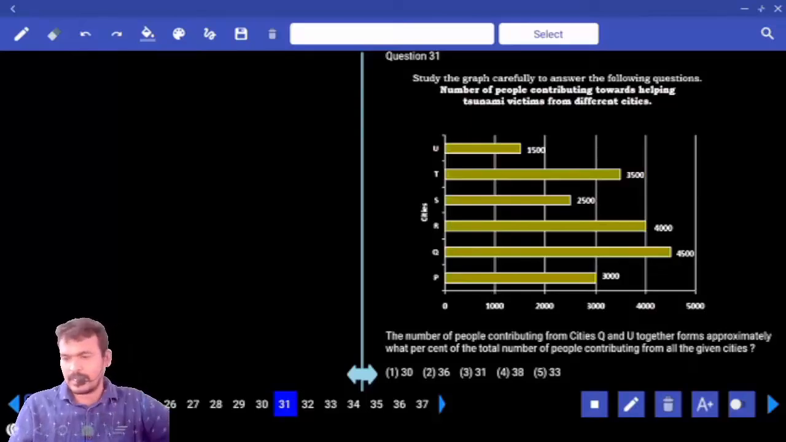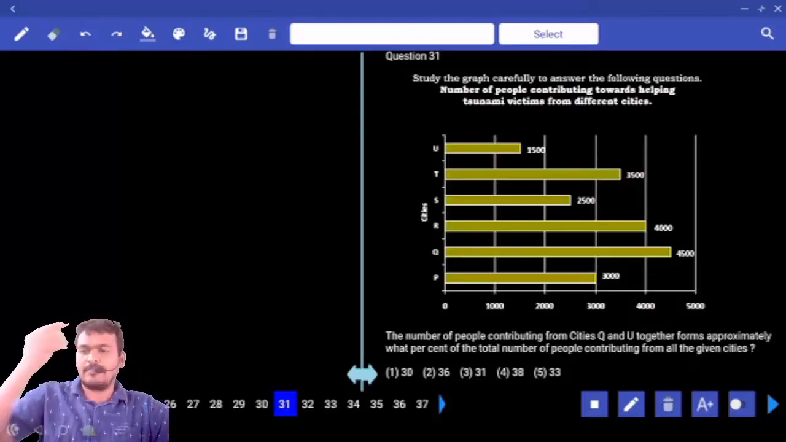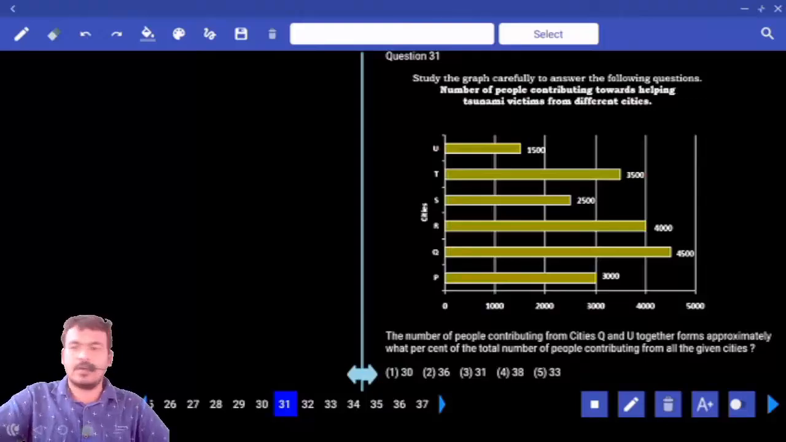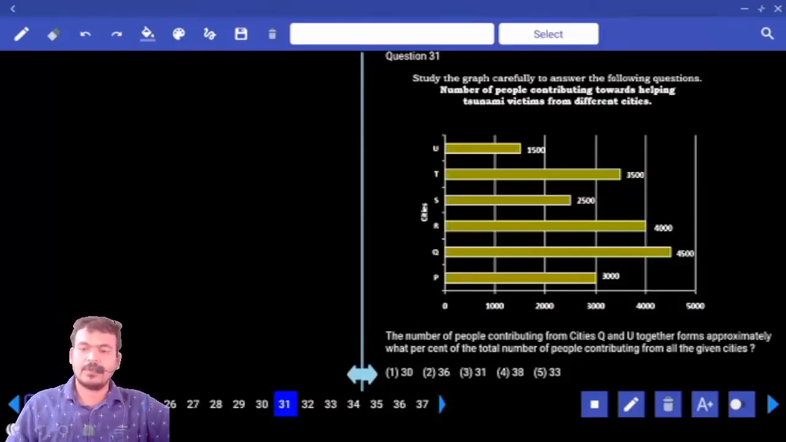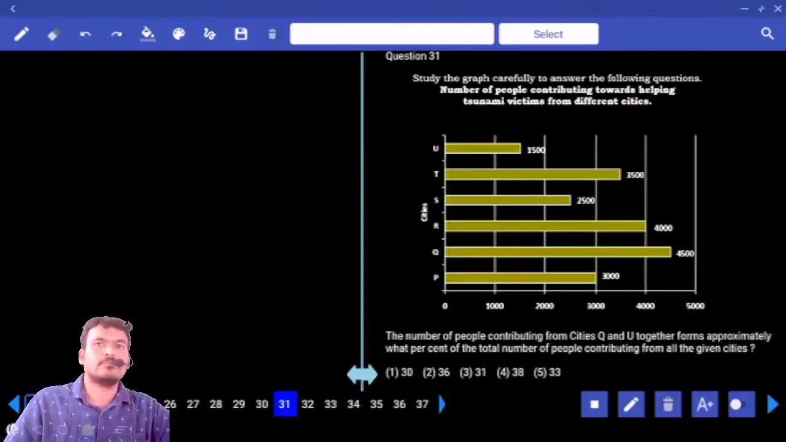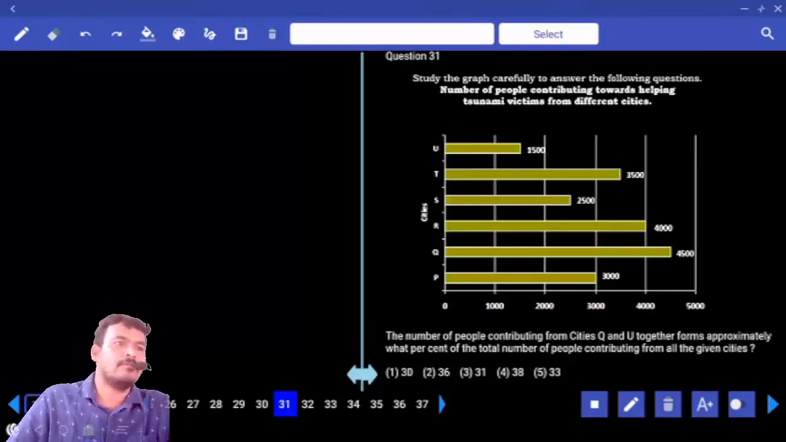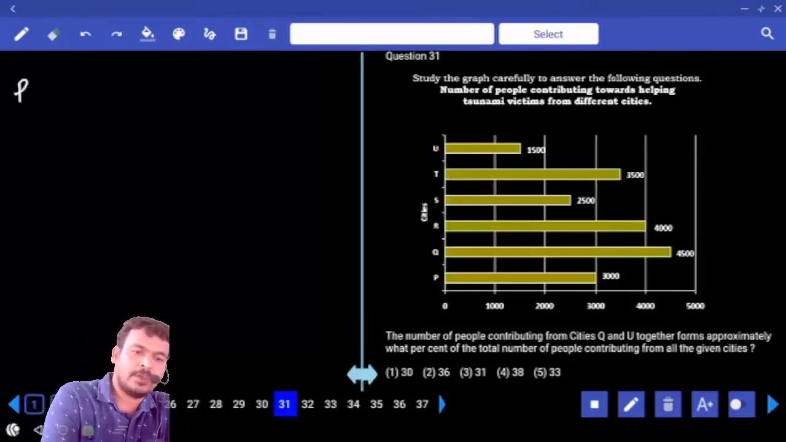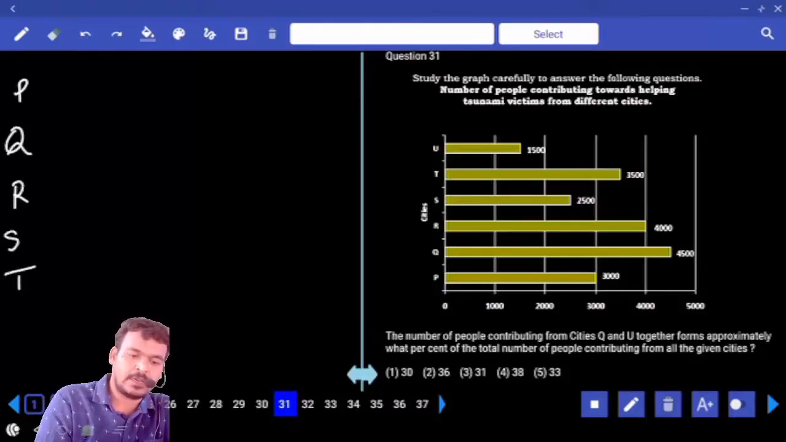Question number 31. Study the graph carefully to answer the following questions. The graph shows the number of people contributing towards helping tsunami victims from different cities. Here P, Q, R, S, T, U data are given. All are in 500 multiples.